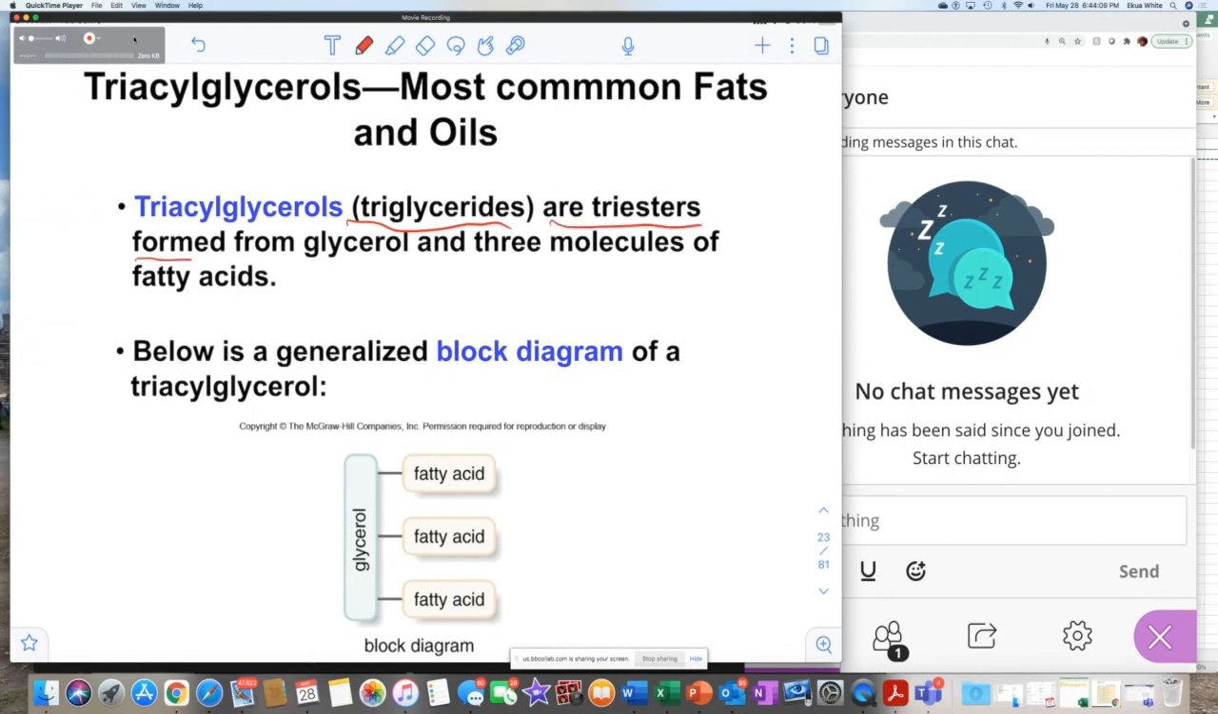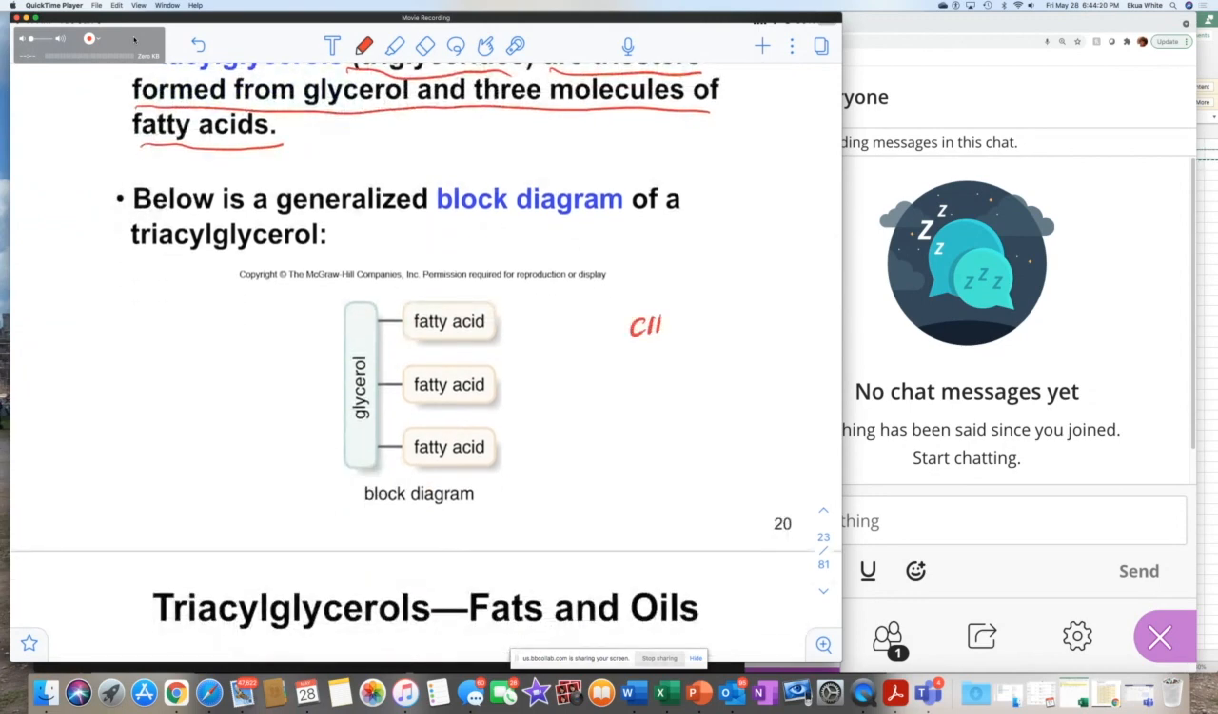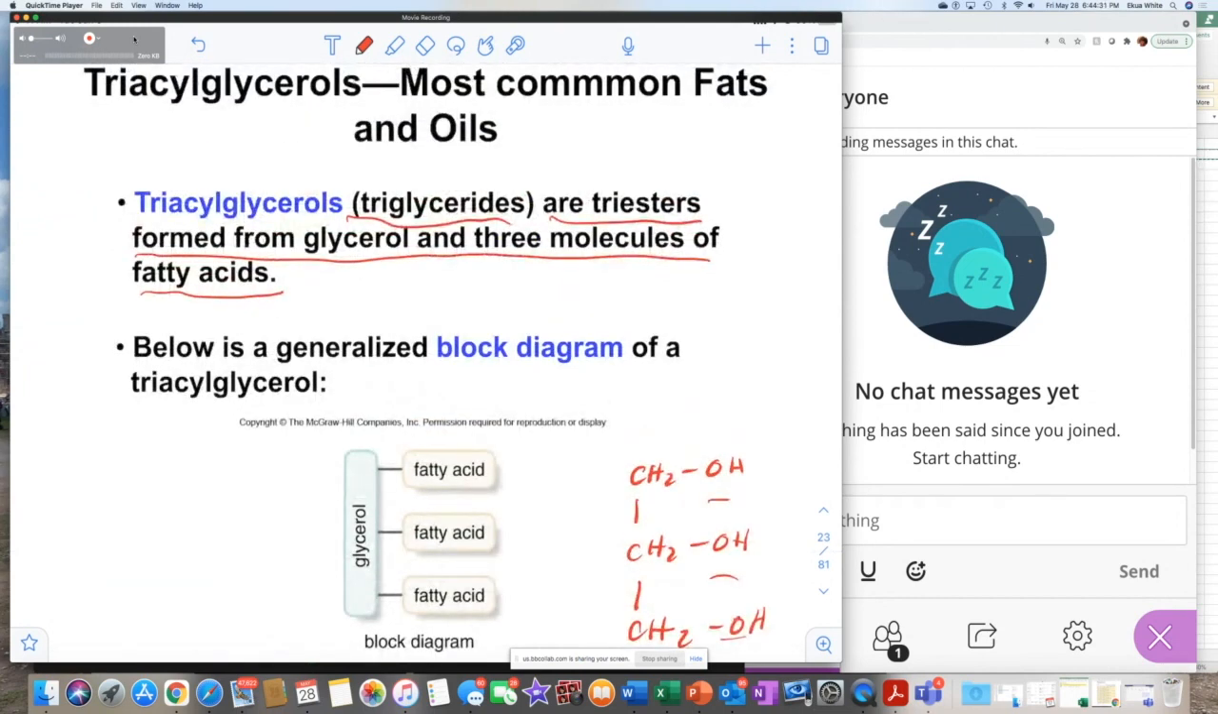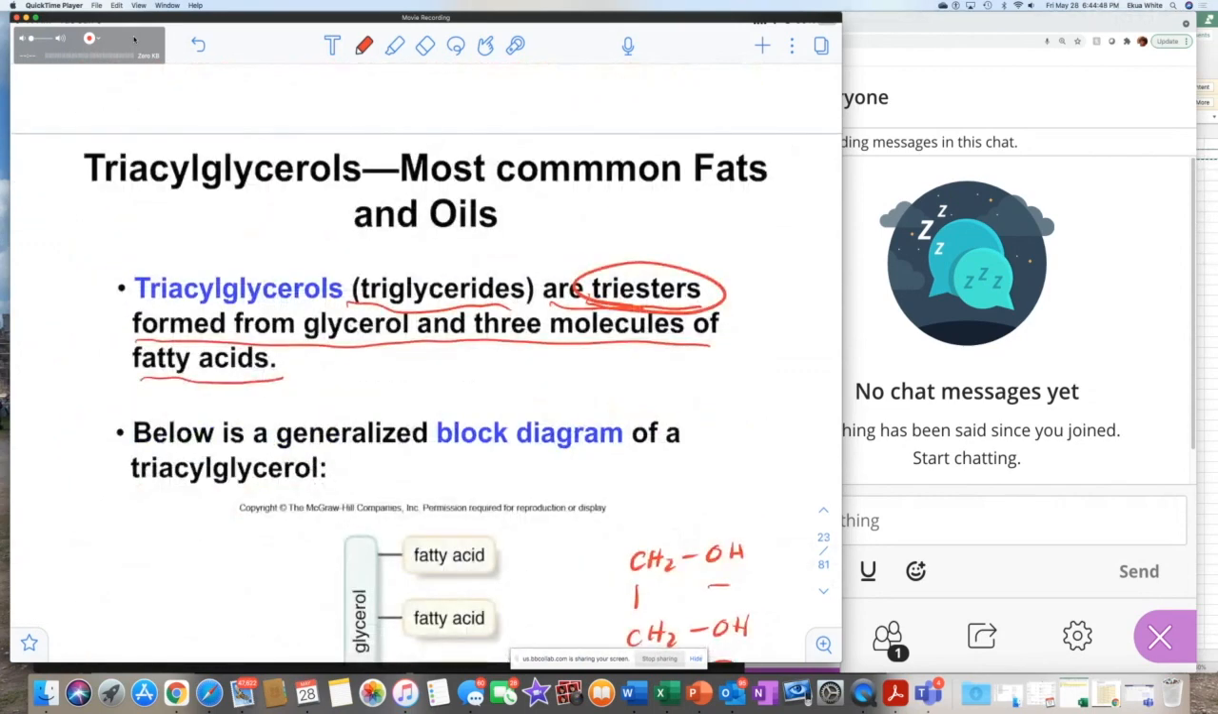Triglycerides are triesters formed from glycerol and three molecules of fatty acid. Glycerol is that special alcohol that has three OHs, right? Glycerol is CH2OH, CH2OH, CH2OH. It has three hydroxyls. So when glycerol reacts with carboxylic acid, it creates three ester linkages. So it's a triester versus just having one ester like we saw up here with waxes. Now we have three times the reaction.